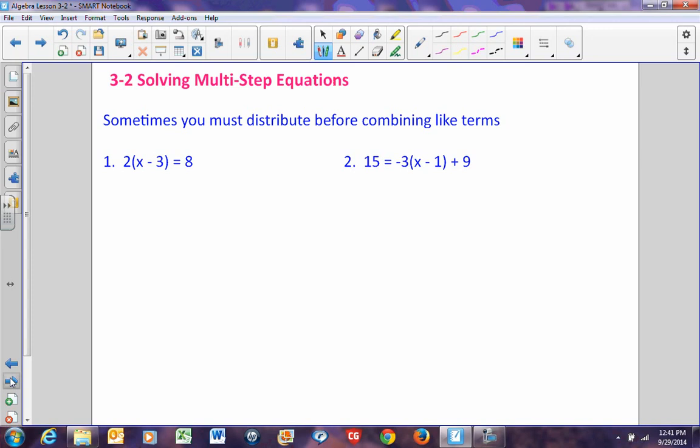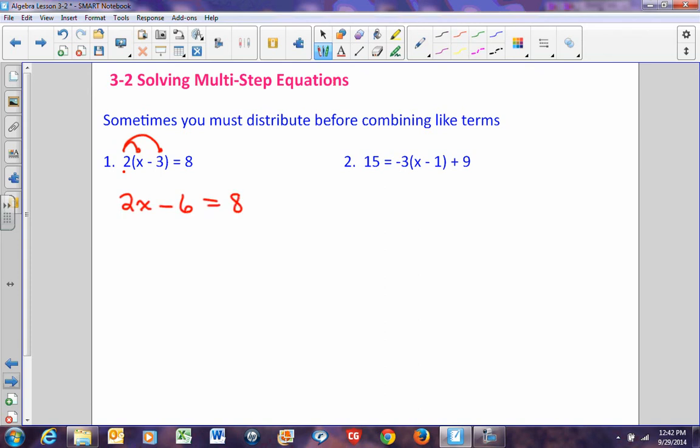Let's look at a couple of problems in which we have to distribute before we can do any solving. If we look at these two equations, we'll see that we must distribute so that we know whether or not we need to combine any like terms. So I'm going to look at this first equation, 2 parentheses x minus 3 equals 8. So I need to distribute this 2 throughout this entire parentheses. So I get 2 times x, which is 2x, minus 2 times 3, which is 6, equals 8. Now it's a simple 2-step equation.